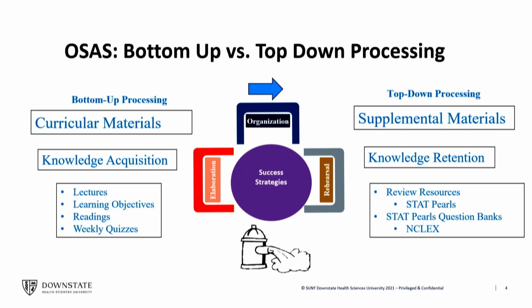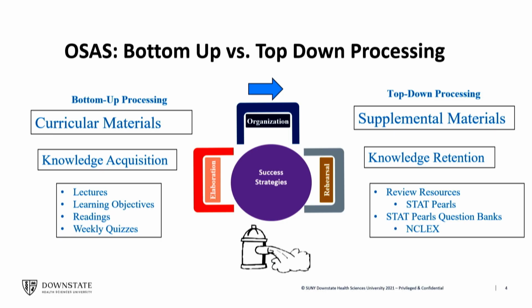In terms of how we work with students to help them become their best self as a learner, we talk about both bottom-up processing and top-down processing. We always want to make sure that you are referring to your curricular materials and engaging in knowledge acquisition. So that includes going to lecture, going through your learning objectives, making sure you are up to date on your readings, and making sure that you are engaging in your weekly quizzes and using them both for pre-lecture assignments and post as well for feedback.